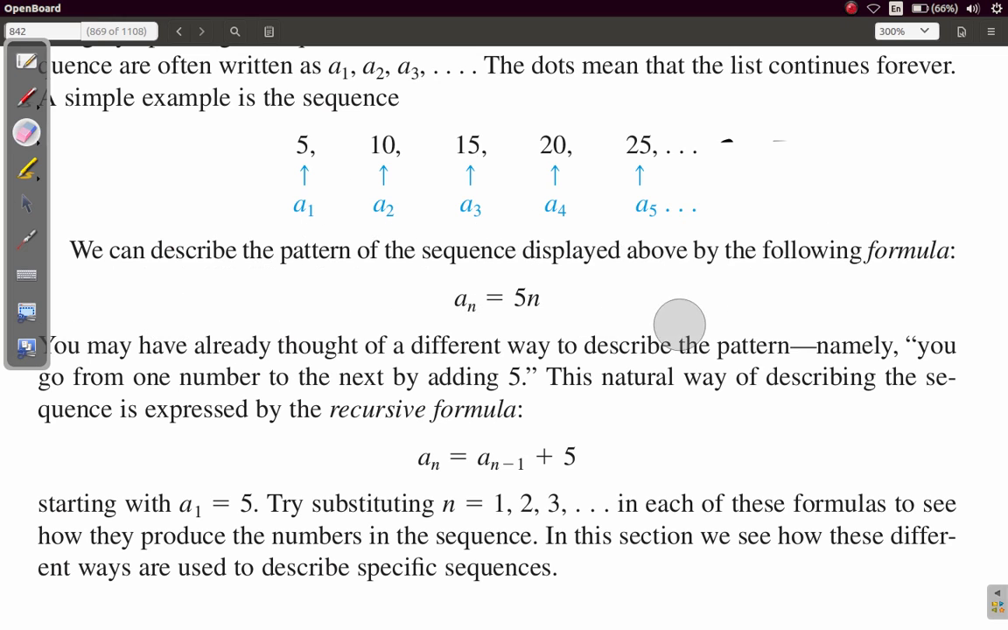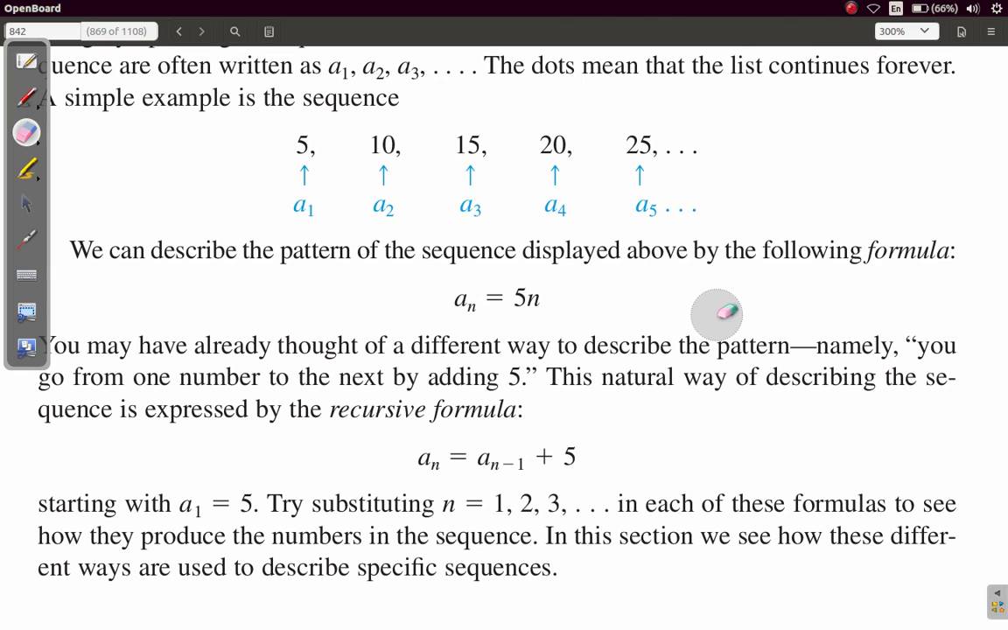Now, you may have already thought of a different way to write the pattern. You could go from one number to the next by just adding 5. So you could say 5 plus 5 gives you 10. 10 plus 5 gives you 15. 15 plus 5, 20. 20 plus 5, 25, and so on and so forth. So this natural way of describing the sequence is called recursive. Re means it happens again.